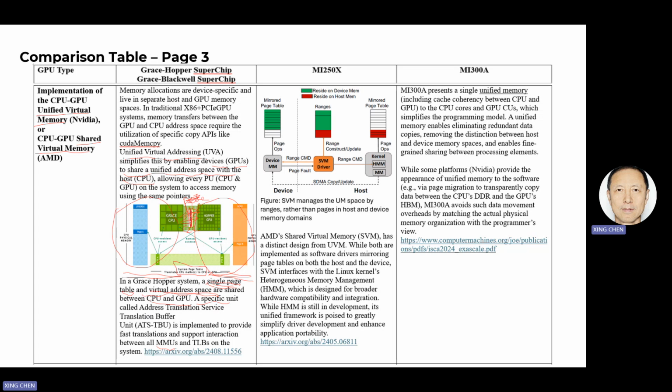Okay, so now we move to MI250X. For AMD, it's not called unified virtual memory, it's called shared virtual memory. The implementation is different from the Nvidia one, but in the end you have the same effect: from the programmer's point of view, you have one shared virtual memory between the CPU and the GPU. How does that work? We won't dive into the technical details.